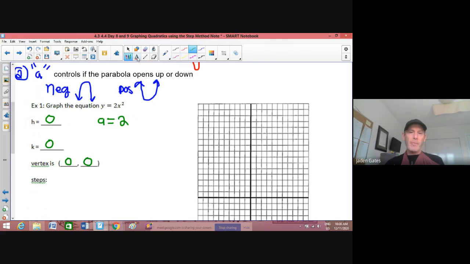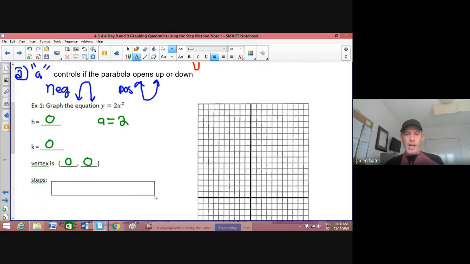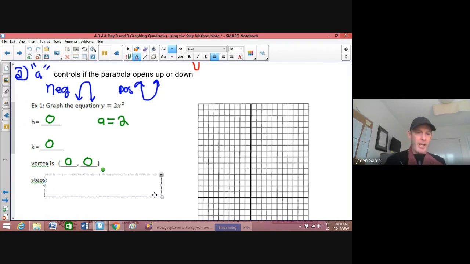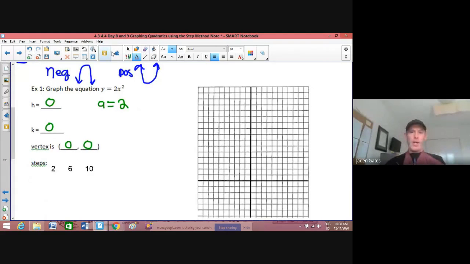If I look at my steps now, again, you've got to take 1 and multiply it by a. So that's 2. Then I take my 3 and multiply it by a. So 2 times 3 is 6. And then finally, 5 times my a value, 5 times 2, which is 10. So now, here's how it works. Same as before, plot the vertex, which is at 0, 0. There it is. But now here's my new pattern. I'm going to go over 1, that doesn't change, but up 2. Over 1, up 6.